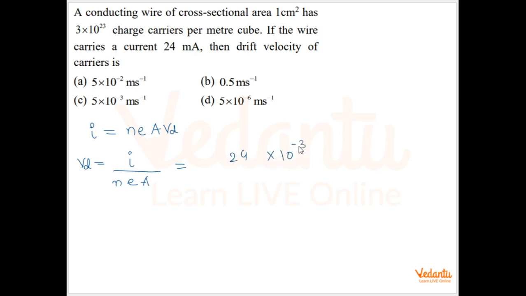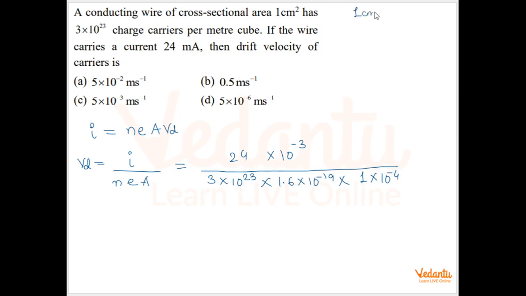That is 10 power minus 3. Milli is 10 power minus 3. Divided by beta, the number of free electrons per unit volume is 3 into 10 raised to the power 23. The charge of an electron is 1.6 into 10 raised to the power minus 19, and the area of cross section is 1 into 10 power minus 4.